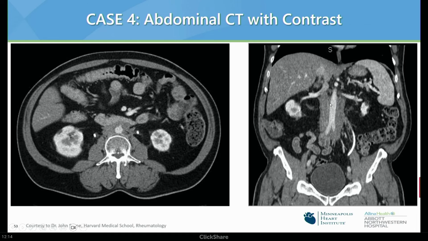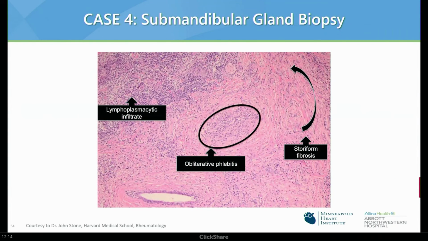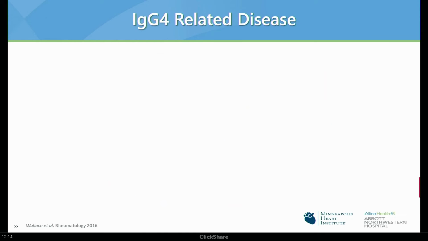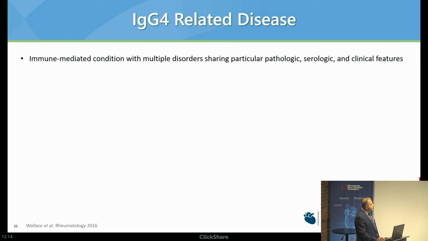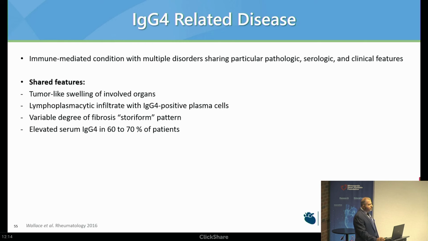Anybody know what the diagnosis is? IgG4 disease, okay? Because this is a systemic disease. So the biopsy of that left submandibular mass showed lymphoplasmacytic infiltrate. That's the main finding, plus phlebitis and fibrosis. That's the periaortitis finding, so retroperitoneal fibrosis. And IgG4 disease actually is a systemic disease that shares particular pathologic, serologic, and clinical features. What are these features? Tumor-like swelling involving organs, lymphoplasmacytic infiltrates, and staining positive for IgG4.